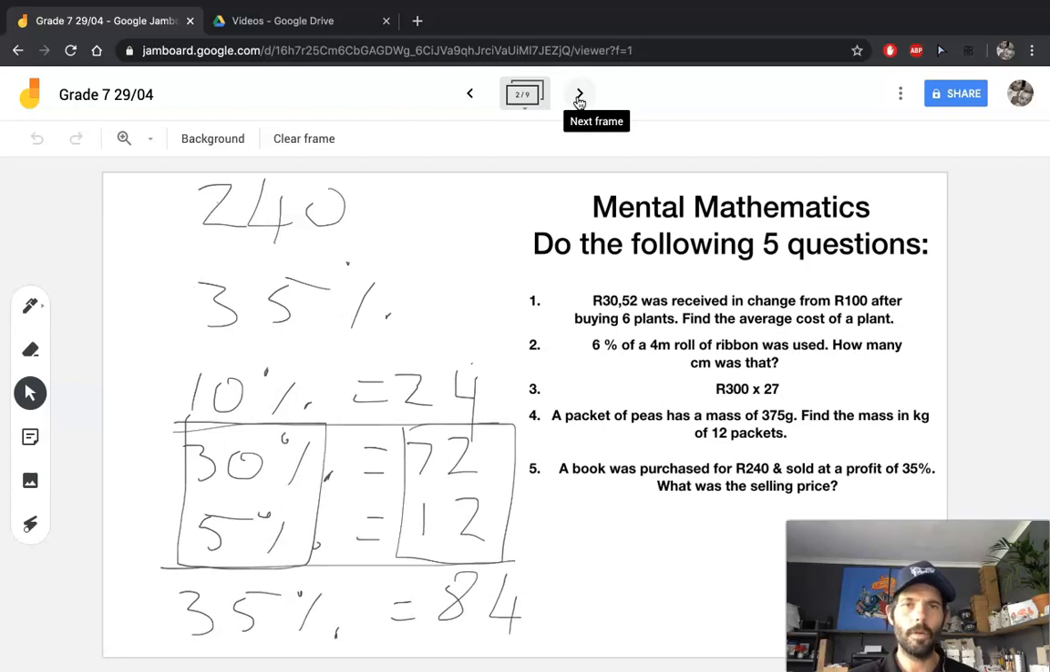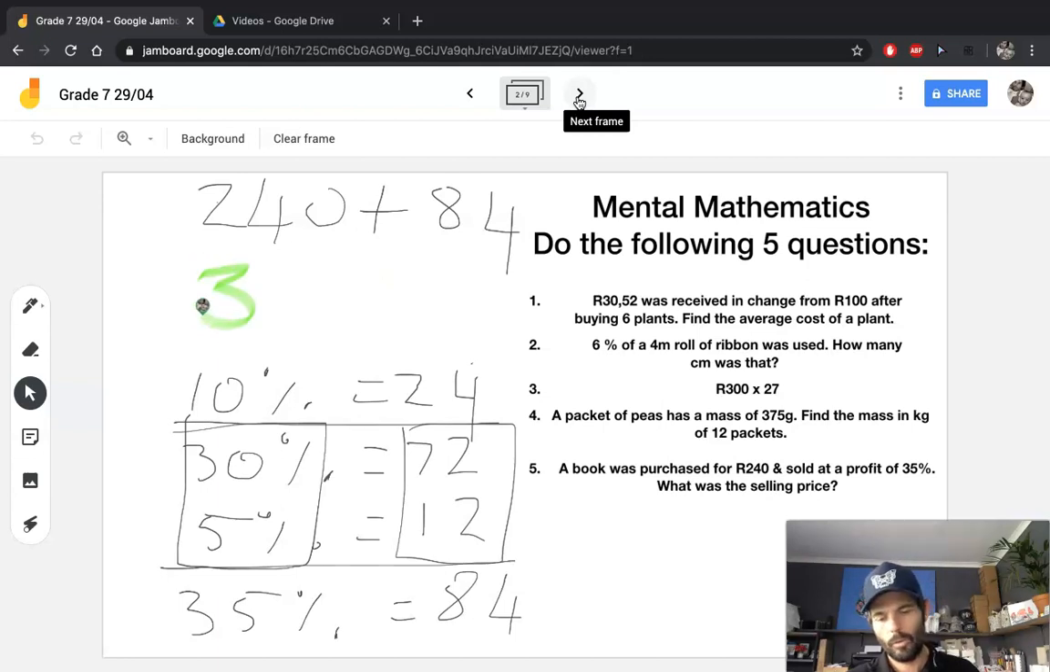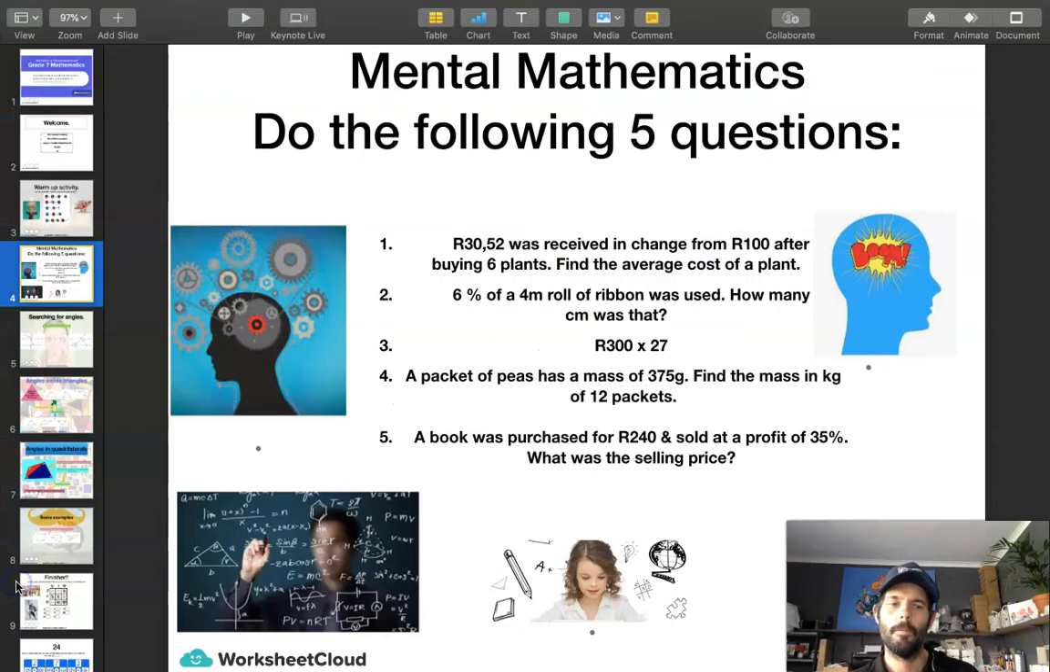That doesn't mean I sold it for 84 Rand. I must now add the 84 to the 240. Okay, and that gives you a grand total of 324 South African Rand. Okay, so cool. Well done if you worked through those mental maths questions and remembered those principles.